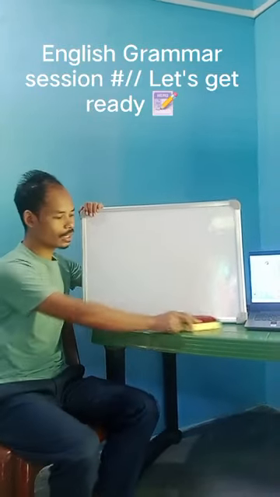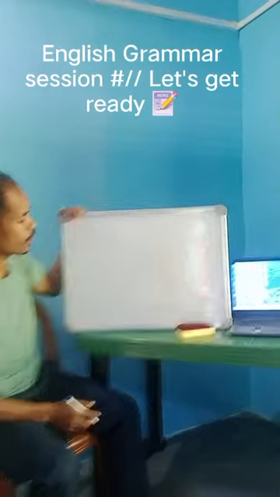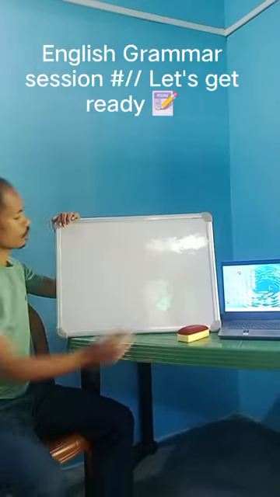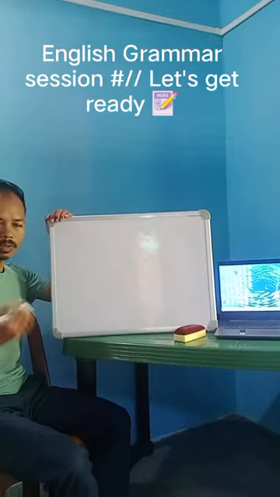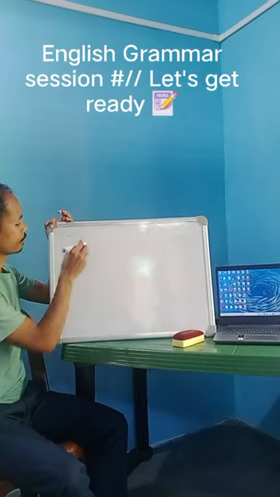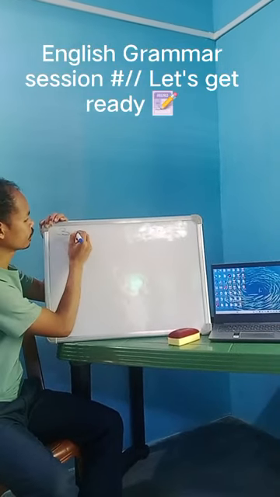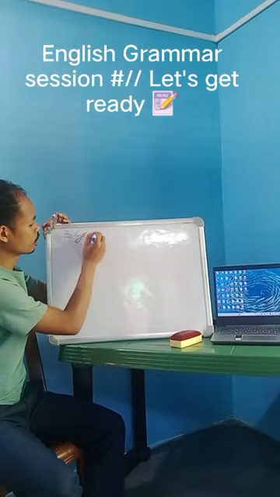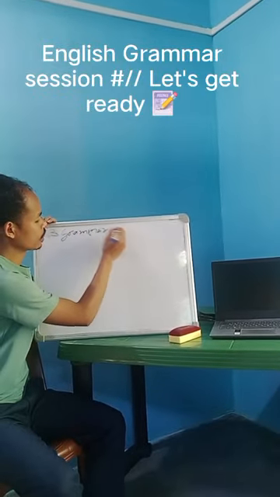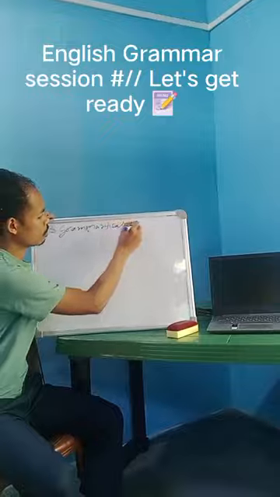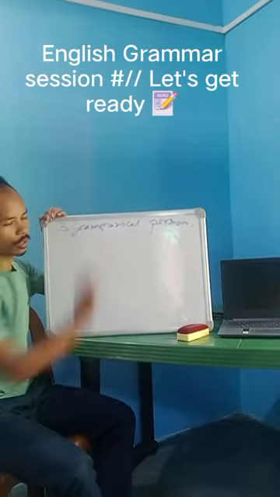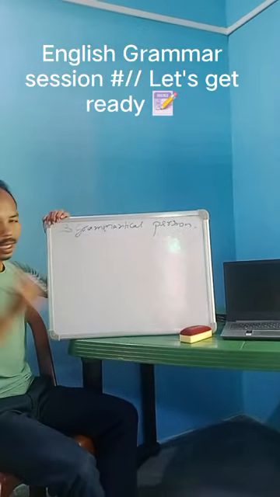Okay. So let's start our grammatical person here. Okay. So please look at the whiteboard. Okay. So let's start here. Okay. How many grammatical persons are there in English? So there are 3. Okay. Please look at it. 3 grammatical persons. Okay. So in general, okay. 3 grammatical persons. Okay. 3 grammatical persons are there in English grammar.